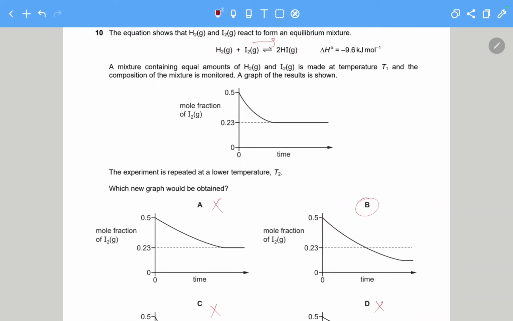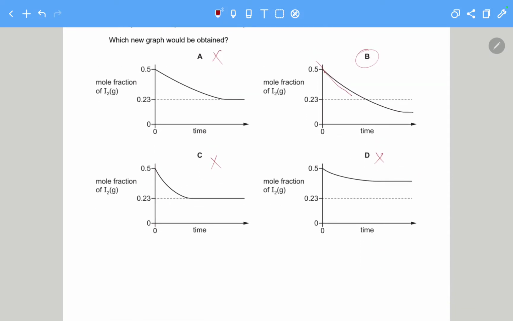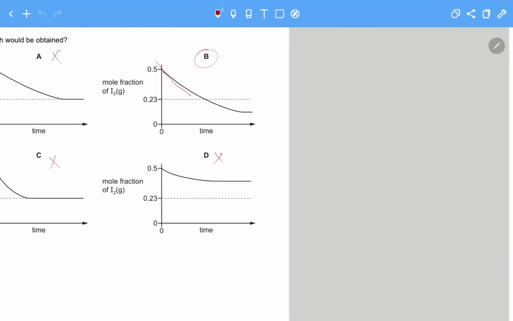therefore B is correct. And we can also see from this that the rate of reaction is decreasing because the slope of the graph is decreasing, and that is correct as well because a lowering of temperature decreases the rate of reaction. So we expect an amount of iodine at equilibrium to fall, and we also expect the rate of reaction to fall. Now let's move on. So question 11.